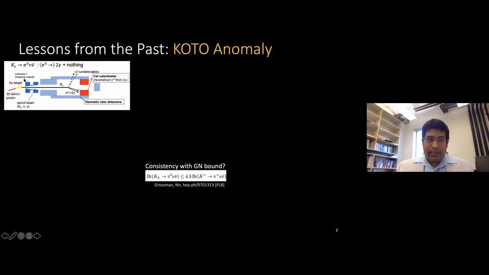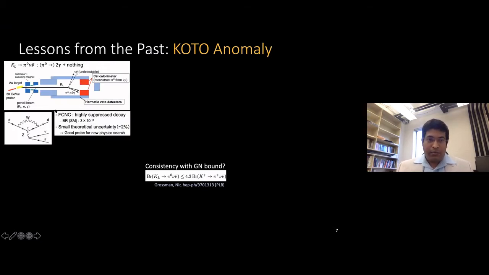Okay, so this can happen in the standard model, but this is a flavor-changing neutral current, so it is highly suppressed. You can calculate this penguin diagram and find the branching ratio in the standard model. That's 3 times 10⁻¹¹, and the theory uncertainty here is very small, roughly 2%. So this is a very good probe for new physics searches, and that's precisely the reason why they're looking for this rare decay mode of K-long.